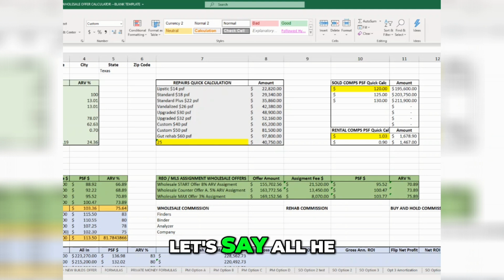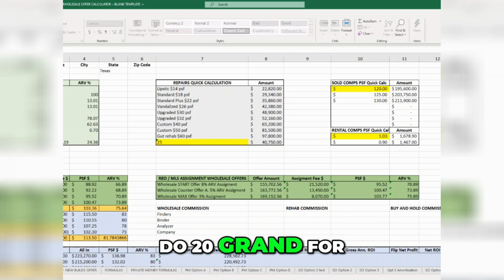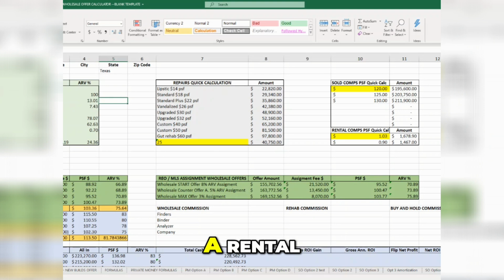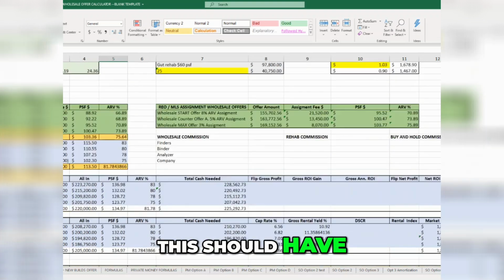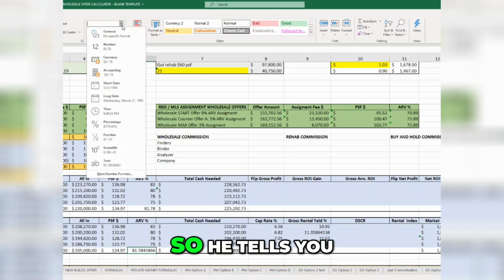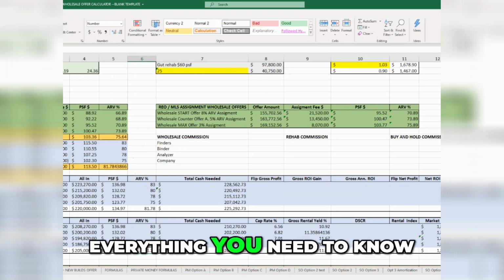But let's say all he needed to do was 20 grand for a rental. This should have, okay, it did change. So now he's using the 20,000 for the rental, so it's going to calculate different numbers. Okay, so he tells you everything you need to know, right?